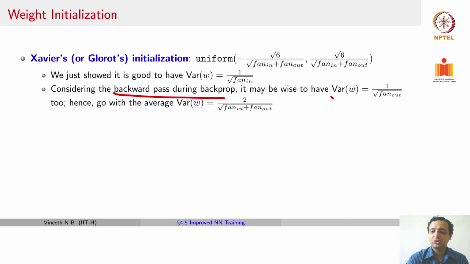So it may be wise to also consider variance of W to be 1 by root fan out. Fan out is the number of weights going out of a neuron to the next layer. Let's hence go with the average variance of W to be 2 by root fan in plus fan out.